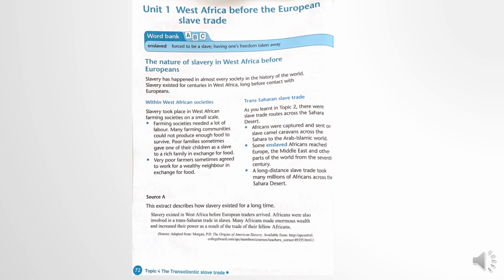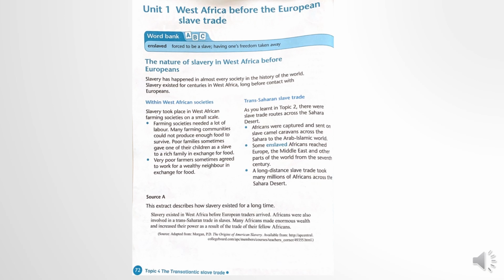Now, the Trans-Saharan slave trade. As you learned in topic 2, there were slave trade routes across the Sahara Desert. Africans were captured and sent on slave camel caravans across the Sahara to the Arabic Islamic world. Some enslaved Africans reached Europe, the Middle East, and other parts of the world from the 7th century. A long-distance slave trade took many millions of Africans across the Sahara Desert.